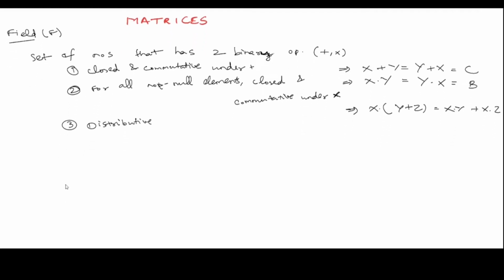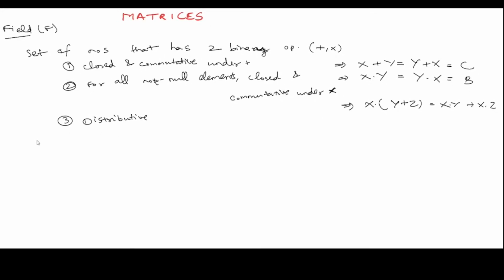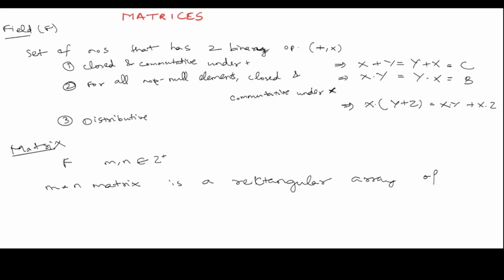With that said, we can move on to the definition of a matrix. We have a field F and two positive integers m and n. We say an m cross n matrix is a rectangular array of elements aij such that aij belongs to the field F. Right? This is the definition of a matrix. Now, the weird term here is the rectangular array. What is that? And what is this aij?